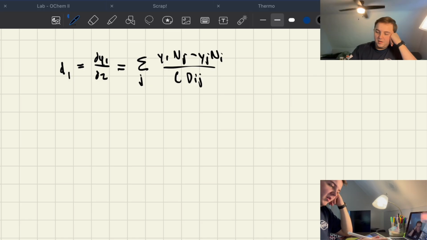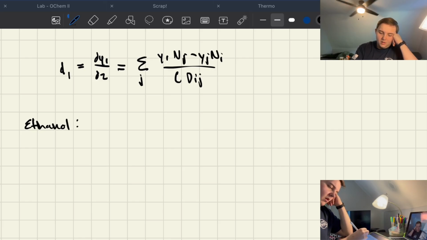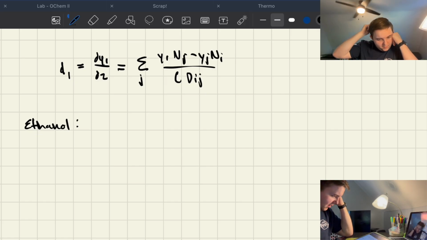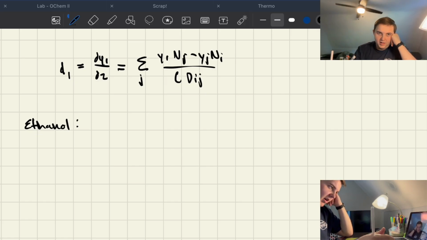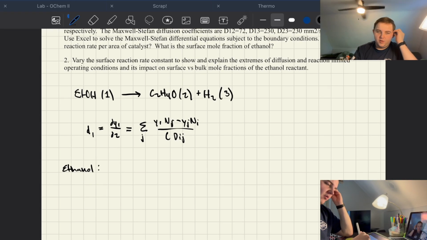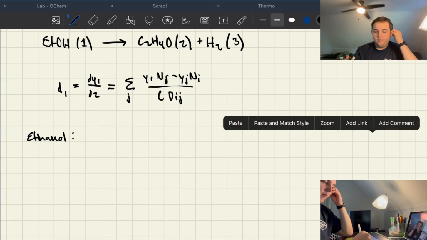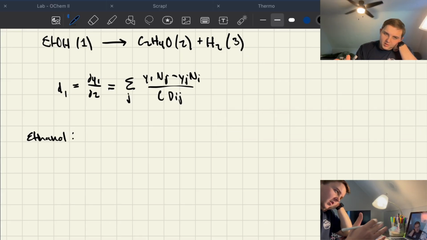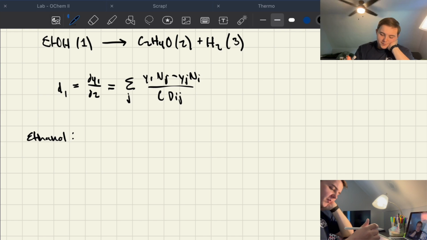You can still see my iPad, okay. Right, cool. So we can start with ethanol. We could probably just copy these down from above, but I'm just going to go straight into multiplying it by our gas film, which is similar to the length in the last problem. And if you want a simpler version, you can watch the last video.